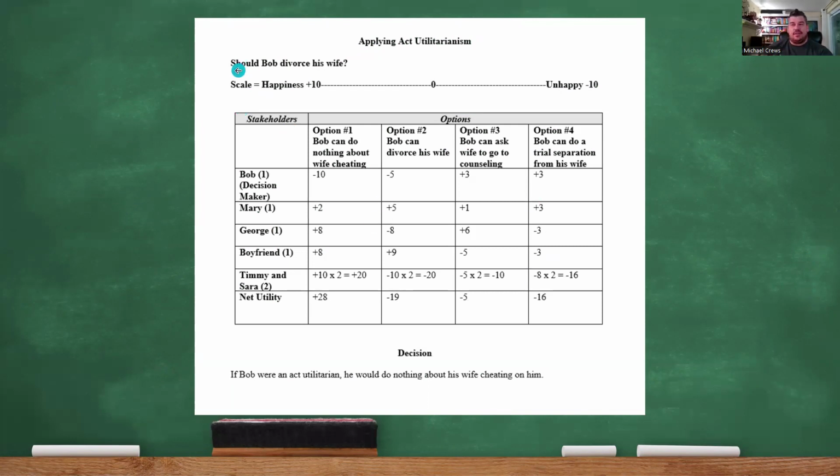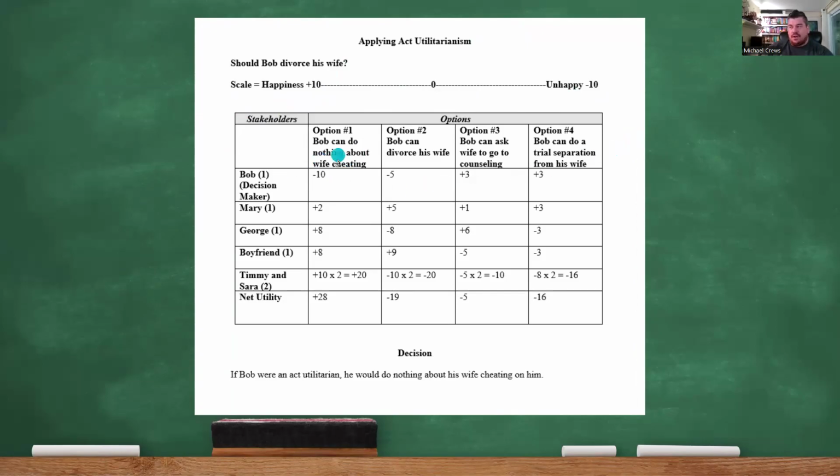You want to restate your central ethical issue in bold. So, should Bob divorce his wife is mine. Yours will not be that, obviously. You want to have the happiness scale. If you're using my example, it's already there. This is our net utility scale. We want to see, on a scale of +10 to -10, how happy or unhappy a decision makes somebody, right?